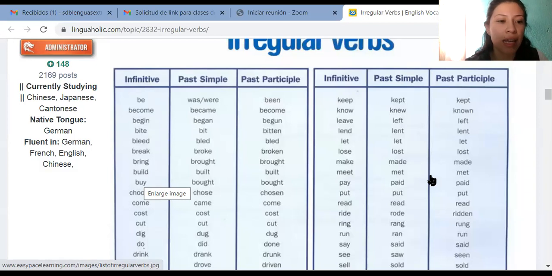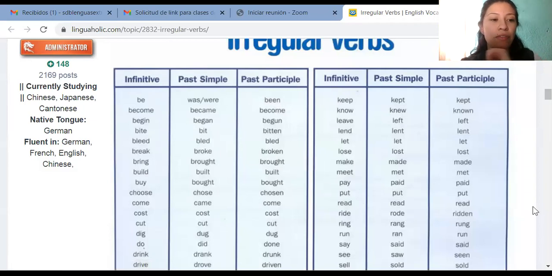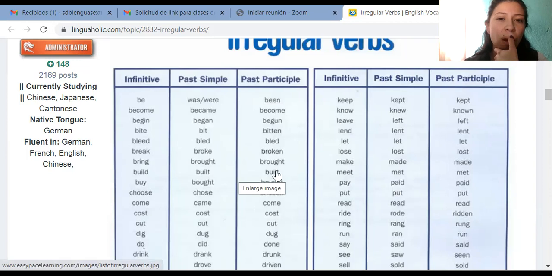Por ejemplo, ser, estar, parecer, bailar. Sí, son infinitivos todos los verbos que terminan en AR, ER, IR. Luego tenemos la columna del past simple, es decir, el verbo regular o irregular en su forma normal. Luego tenemos el past participle.